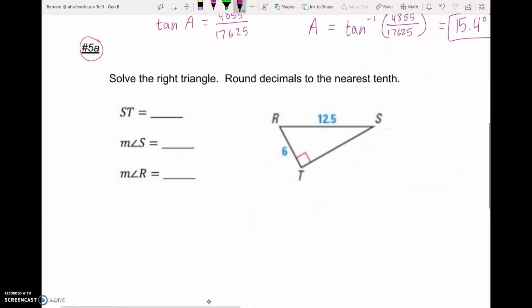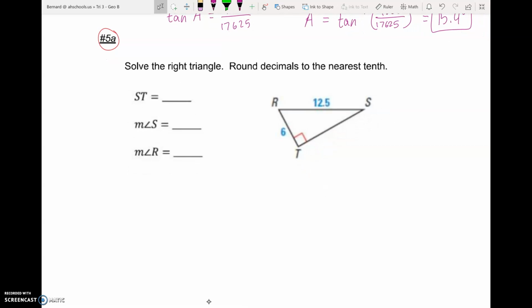All right, our last problem is solving one of these right triangles. Remember, they always give you 3 pieces of information. In this one, they've given us 2 sides and a 90-degree angle. We need to find 2 angles, R and S, and 1 side. So we need to find 3 pieces of information based off of the 3 they give us. So let's do this. They're asking for ST. Recognize ST means the side from S to T, so that's this side right here.